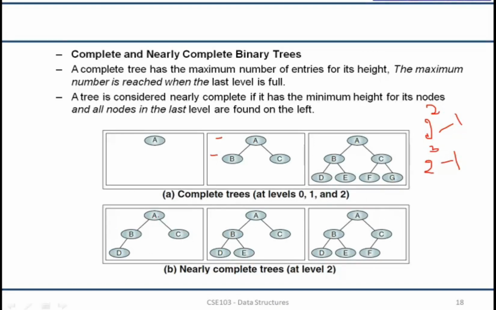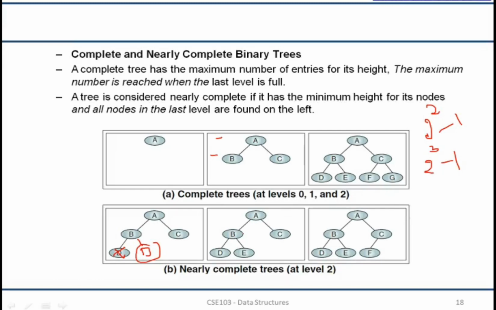Okay, here if you are taking A, 2 children are there. For B, a left child is there but no right child. Okay, it is nearly complete. Instead, if it is given like B's right side, D, is given and the left side is empty, then it is not a nearly complete binary tree. The empty place should be only on the right side of a node. Then it is called a nearly complete binary tree.